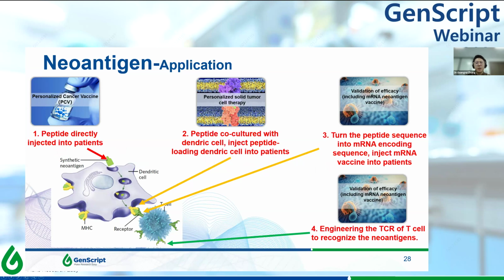And third is the mRNA vaccine. We turn the peptide sequence into an mRNA encoding sequence and inject the mRNA vaccine into patients. And fourth is engineering the TCR of the T cells to recognize the neoantigens.